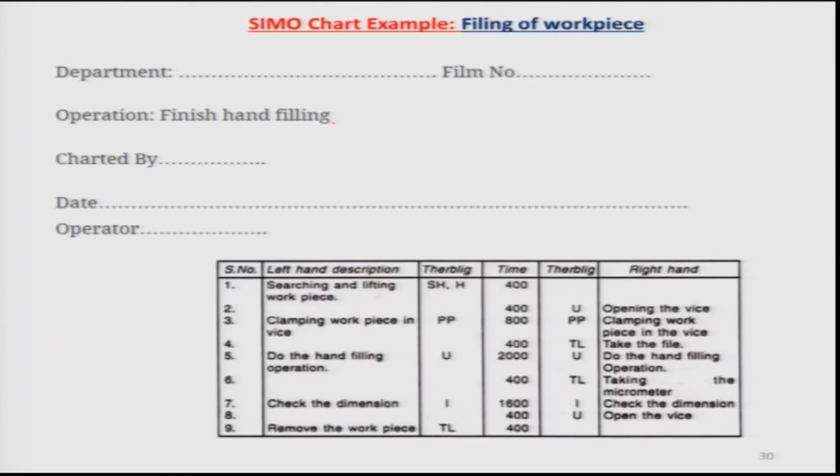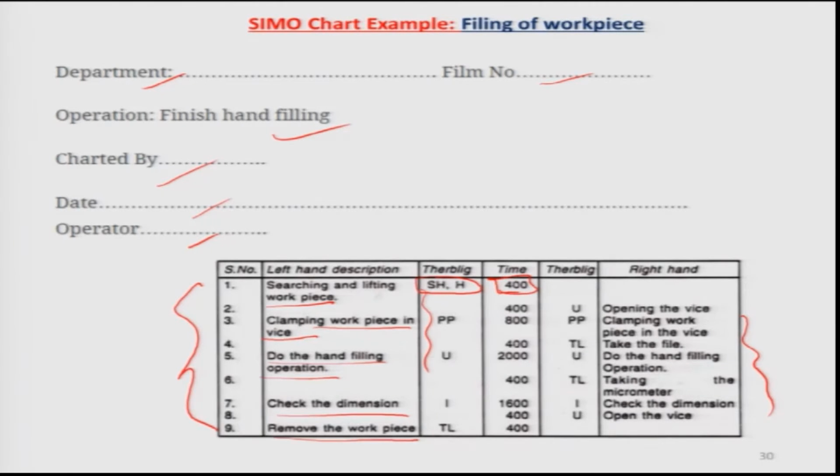This is the example of filing a workpiece. Again, these things should be filled in first: department, film number, the operation, charted by, date, operator. After recording the video, you have already distributed all your operation into left hand and right hand. Here you can see searching and lifting the workpiece. The Therbligs used are SH and H, and the time for that operation is 400 wink. Then clamping the workpiece in the vice, doing the hand filing operation, checking the dimension, and removing the workpiece.